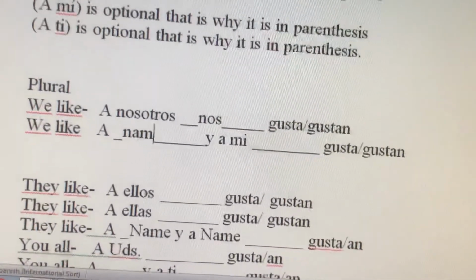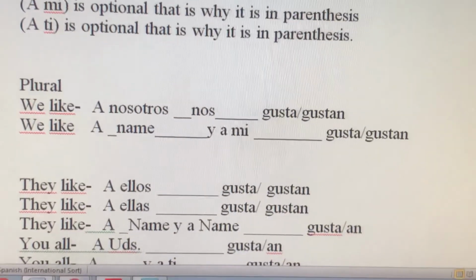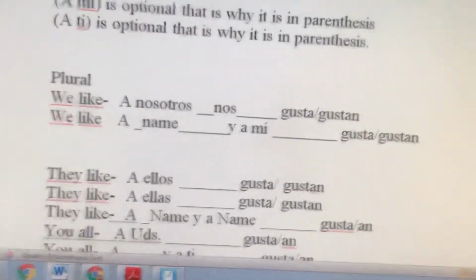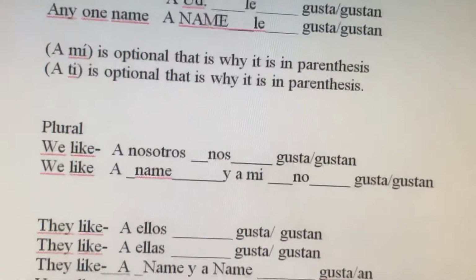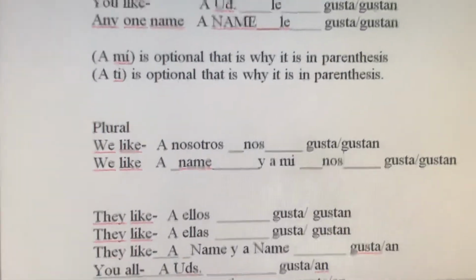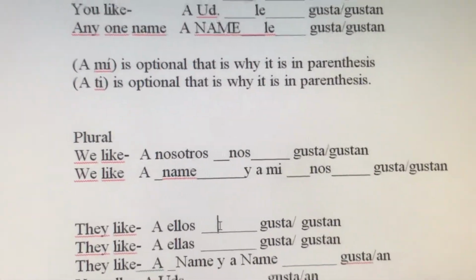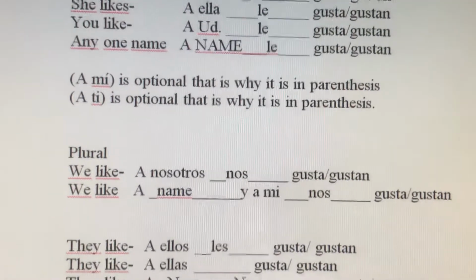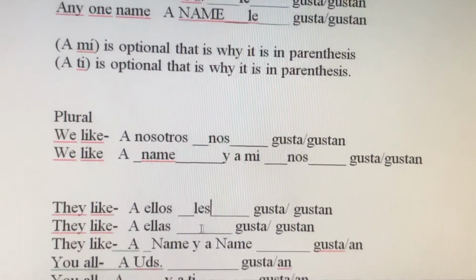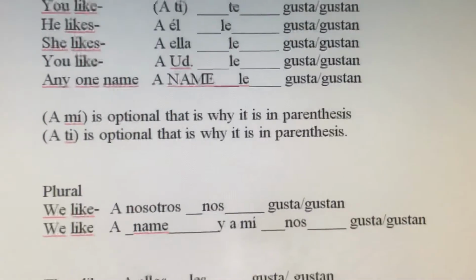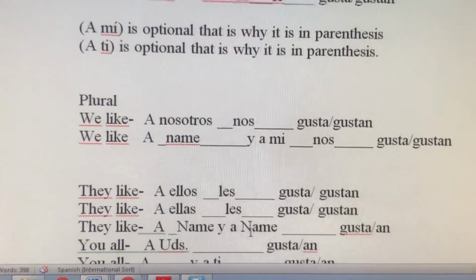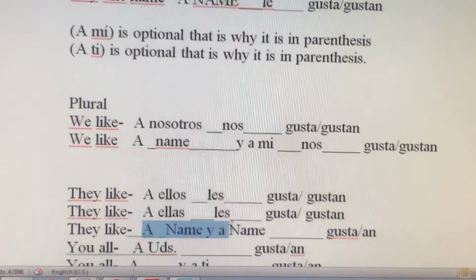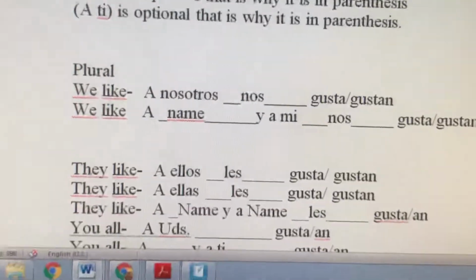And a mí. That is basically equivalent to a Juan y yo. You know how a Juan y yo would be equal to nosotros? That's what that's equivalent to. And so that would be nos. Okay. A ellos, that goes with les. I'm really bad at typing and holding this camera, so hopefully you guys are doing okay with this. You're not getting dizzy. A ellas, les. Any one name and any one name. Notice there's an a in front of each name. So that'd be like a Juan y a Pablo, les.